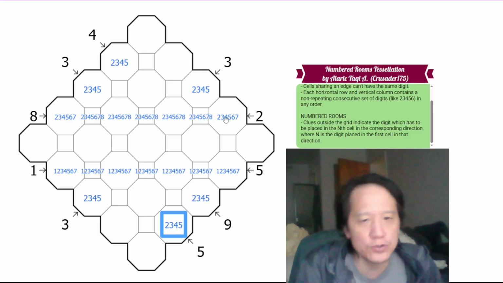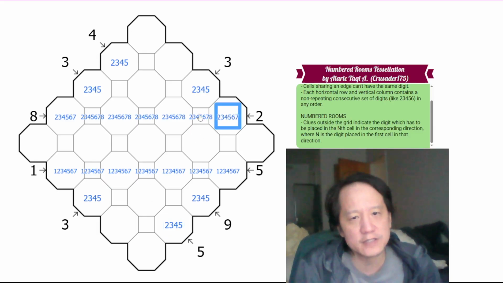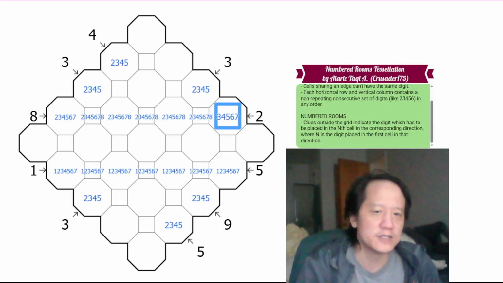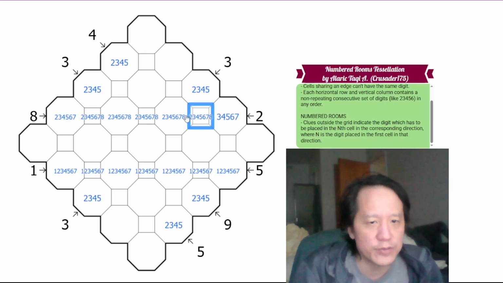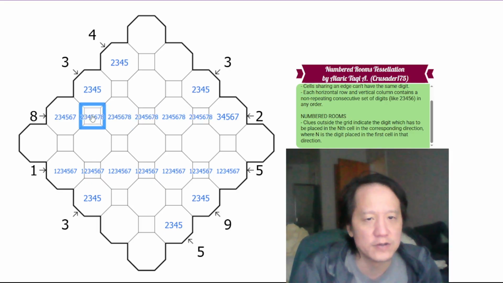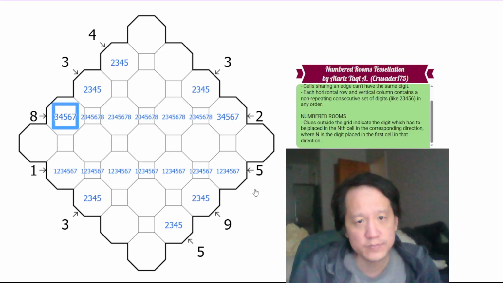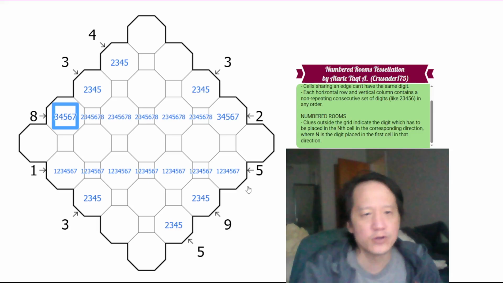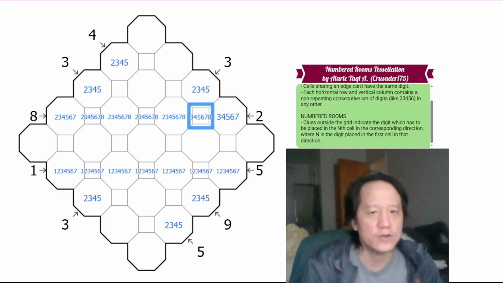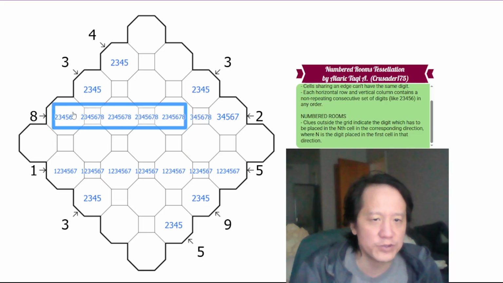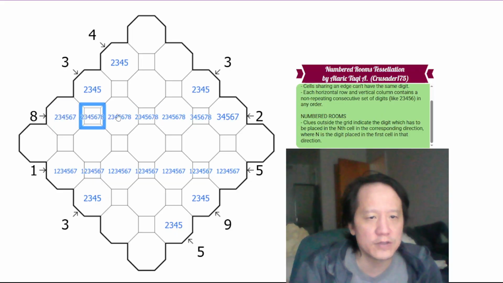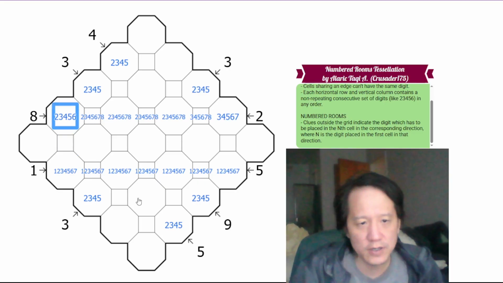Okay, so 2 cannot be here, because if this were 2, that's saying 2 has to be in the second cell that goes in this direction, but we already have a 2 here. So that's not allowed. So 2 has to be in 3, 4, 5, 6, or 7. So 2 cannot be here either. Wait, no, it could be here. It can't be in 2. So can't be in 1, can't be in 2, could be 3, 4, 5, 6, 7. 8 can be in 3, 4, 5, 6, or 7. Sorry, no. 2, 3, 4, 5, or 6. It cannot be 7. Okay.